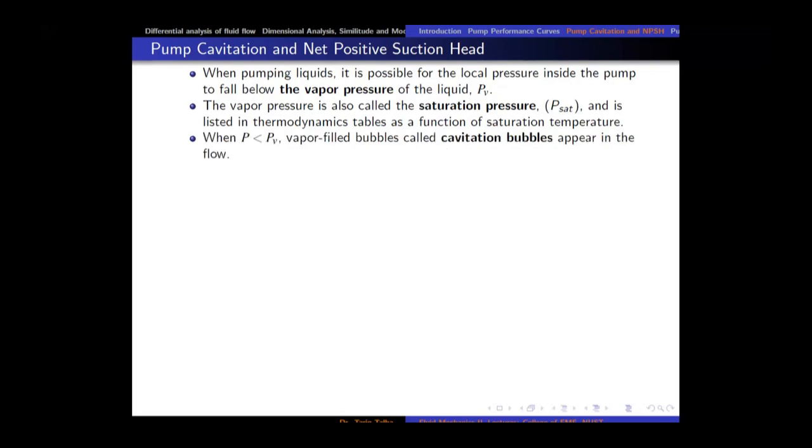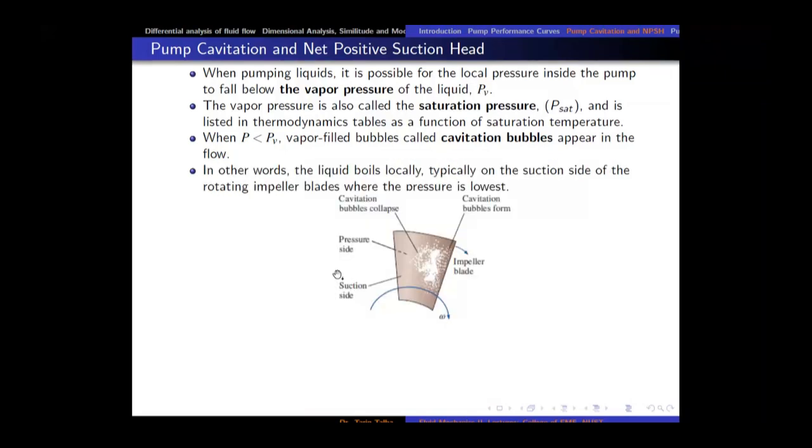Okay. So when the local pressure is less than the vapor pressure, there would be bubble formation, and those are called cavitation bubbles. They are generally found on the suction side, because that is the point where we have the lowest pressure, and on the other side we have the pressure side, where the pressure is increased due to pump operation. So whenever we define net positive suction head, it is defined based on the suction side, not the pressure side.